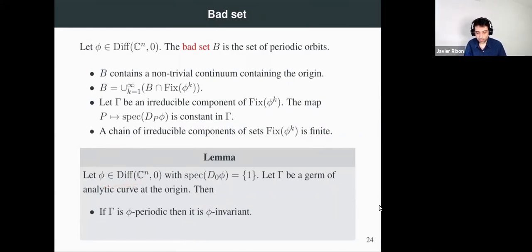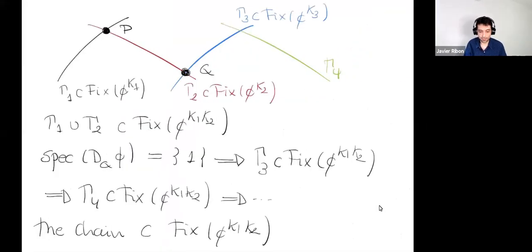You consider a diffeomorphism. We're going to use this lemma, which is going to be fundamental to prove that a chain is finite. You consider a local biholomorphism whose spectrum contains just 1. And you consider a germ of analytic curve at the origin. So if gamma is periodic by phi, it's invariant. That happens always when the linear part has just the eigenvalue 1. And if gamma consists of periodic points, then it consists of fixed points. So this property on the linear part makes things that are periodic, things that are fixed, which is a very nice property to have. What is a chain?